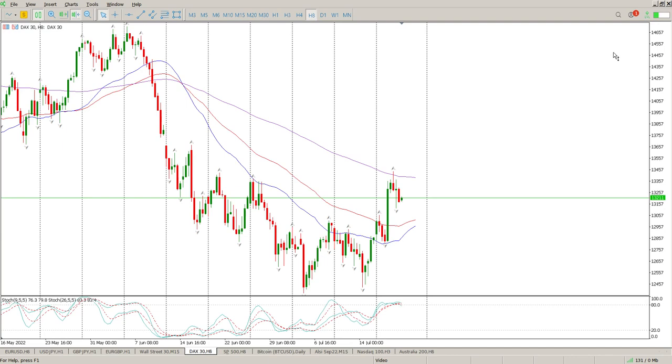So we tried to play a rejection off the 155 here, and the market did get going early in the session, but then the buyers came back in, coming into the close.